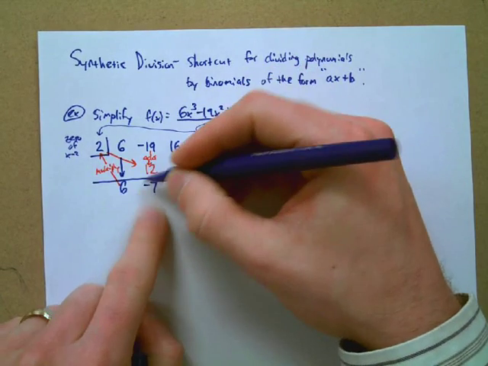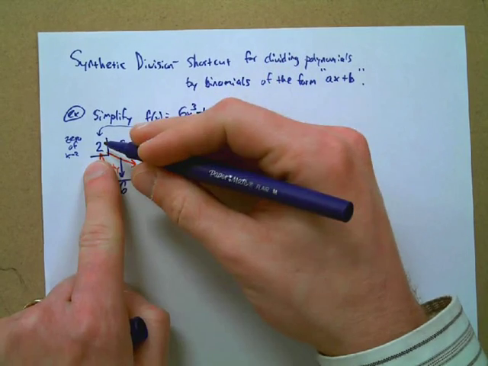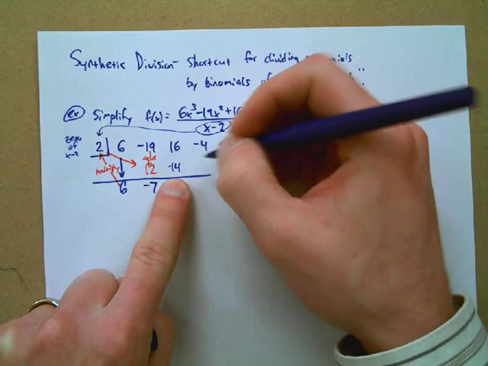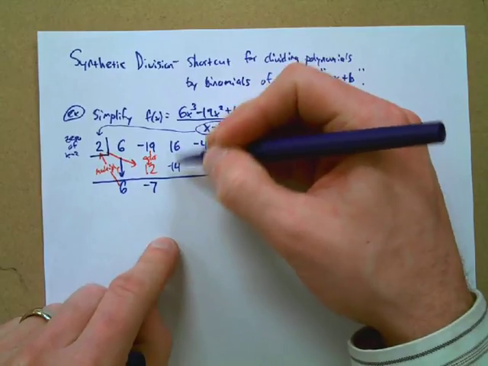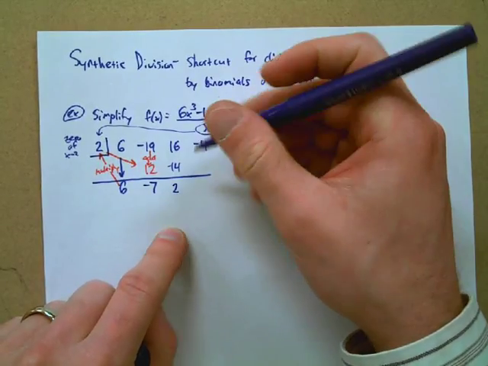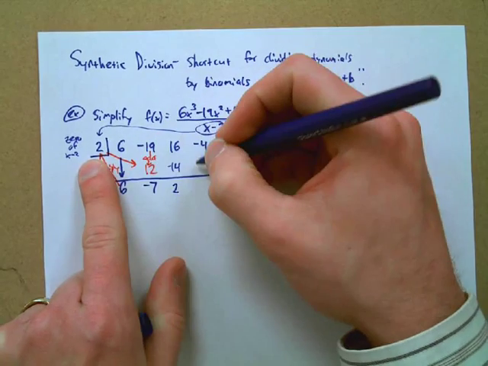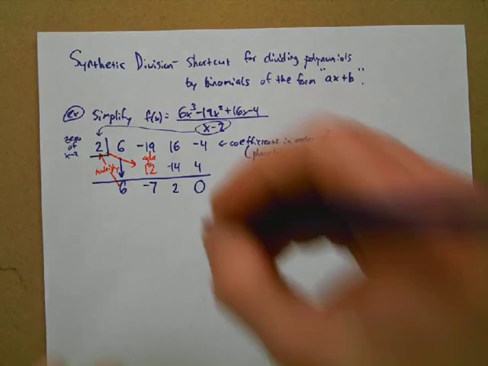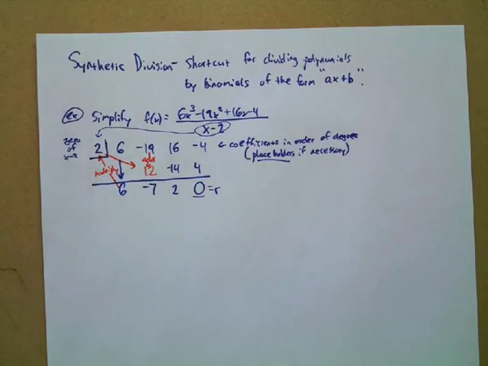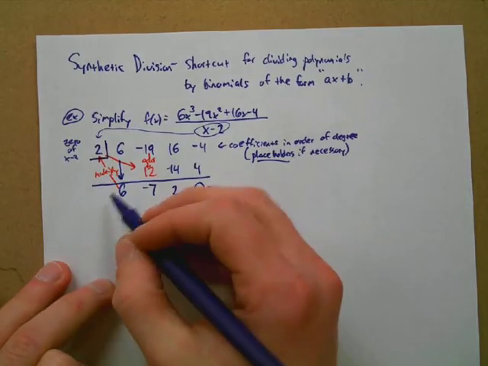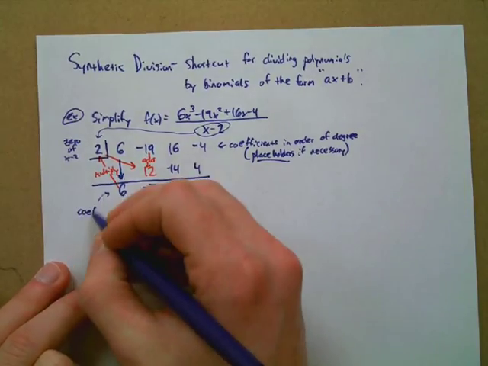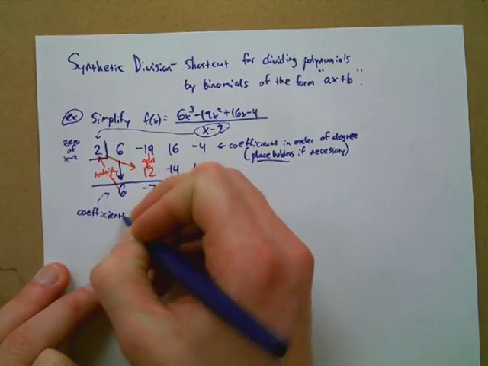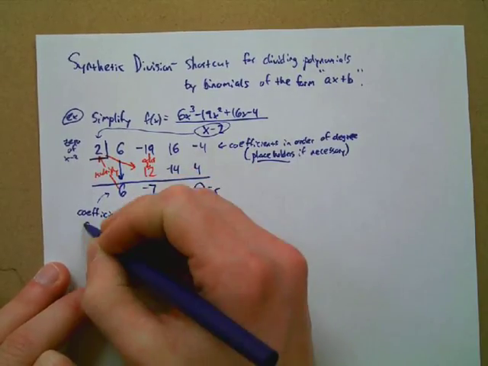So that's our remainder. And then these numbers right here are the coefficients of the solution, but just reduced by 1 degree, or 1 power. So whereas before our highest power is x cubed, that means our solution is going to be 6x squared, then minus 7x, then plus 2. Okay, and so there it is.